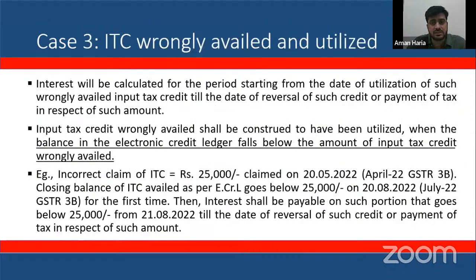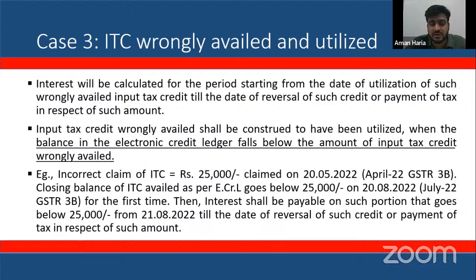The last case that we are going to discuss is again an interesting one: ITC wrongly availed and utilized. Interest will be calculated from the date of utilization of such wrongly availed input tax credit till the date you actually reverse the credit or pay the amount of such tax. Now again the question comes, how do you determine the date of utilization? For that, the government has now introduced that the date of utilization shall be considered as that specific date when the balance in the electronic credit ledger falls below the amount of input tax credit that you have wrongly claimed.